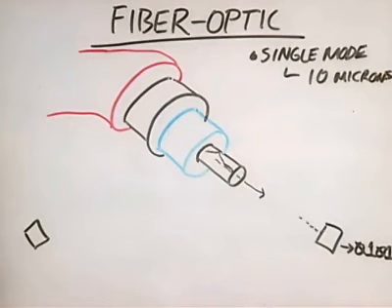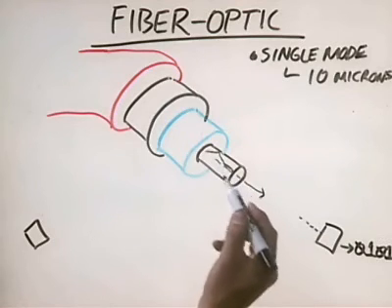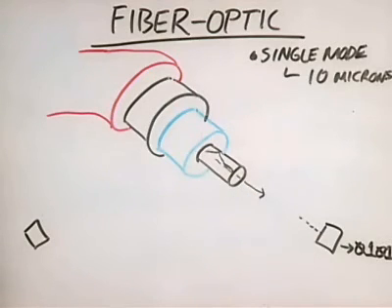And because of the way it's constructed, the light stays in the center of the core. It doesn't bounce around very much. And that allows us to have very long cable runs, and it allows us to support very high data transfer rates. Oh, by the way, single mode is also the most expensive type as well.